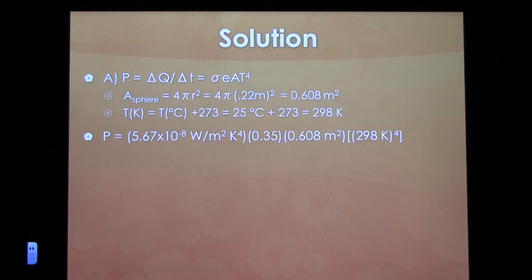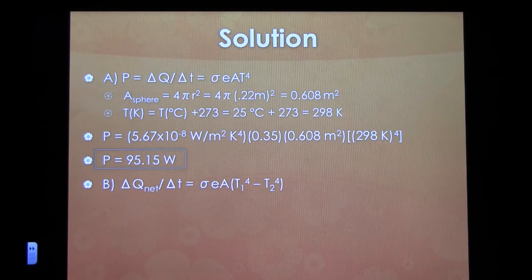We have every other piece. Sigma is the Stefan-Boltzmann constant. E is 0.35, area and temperature we just found. Make sure you notice the brackets around the temperature to the fourth. It is only the temperature that gets raised to the fourth power, not the entire quantity. And our answer will be 95.15 watts, or 95.15 joules per second.